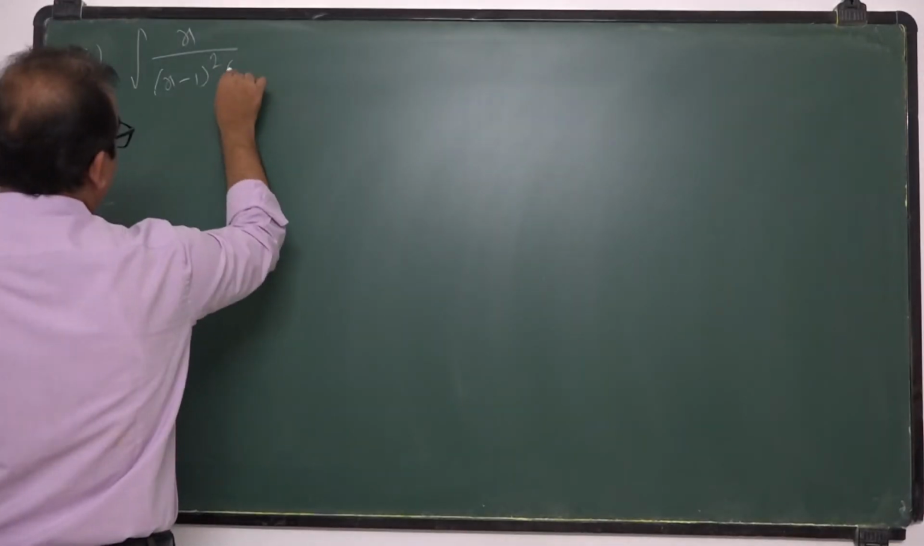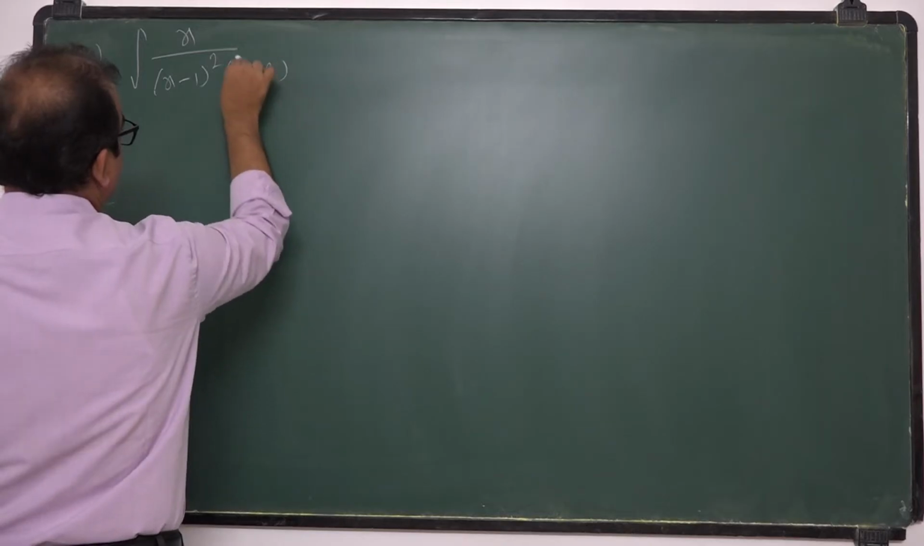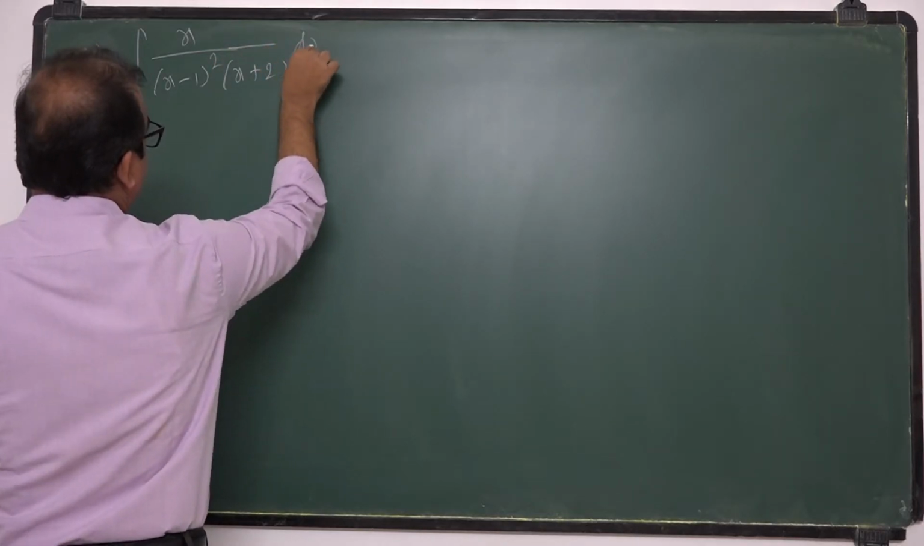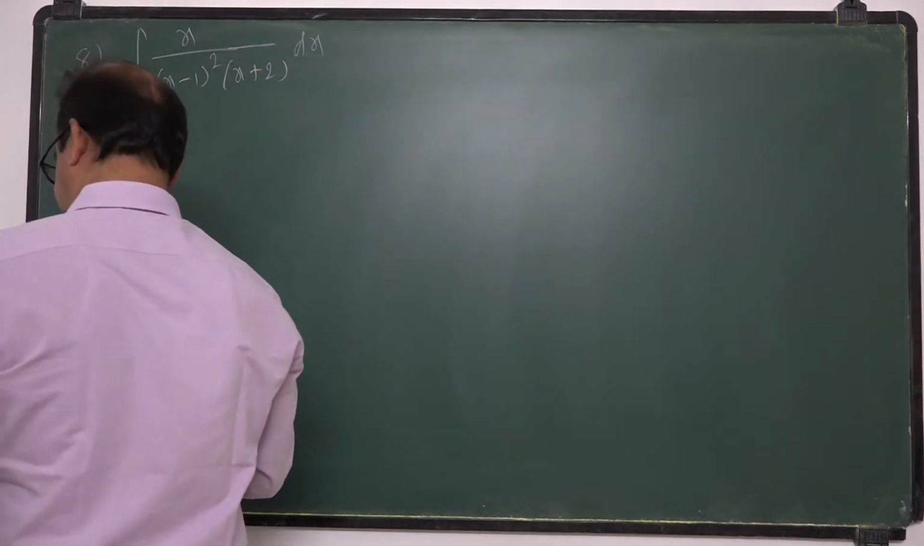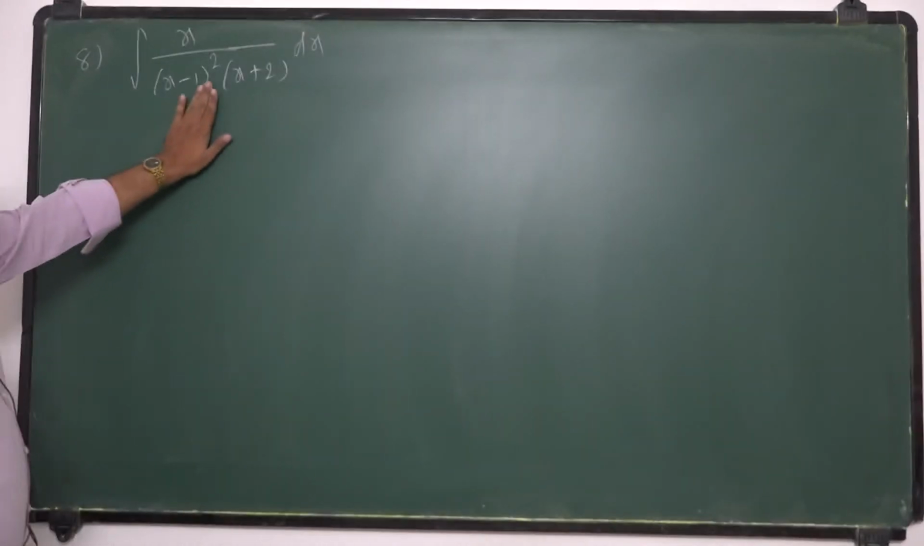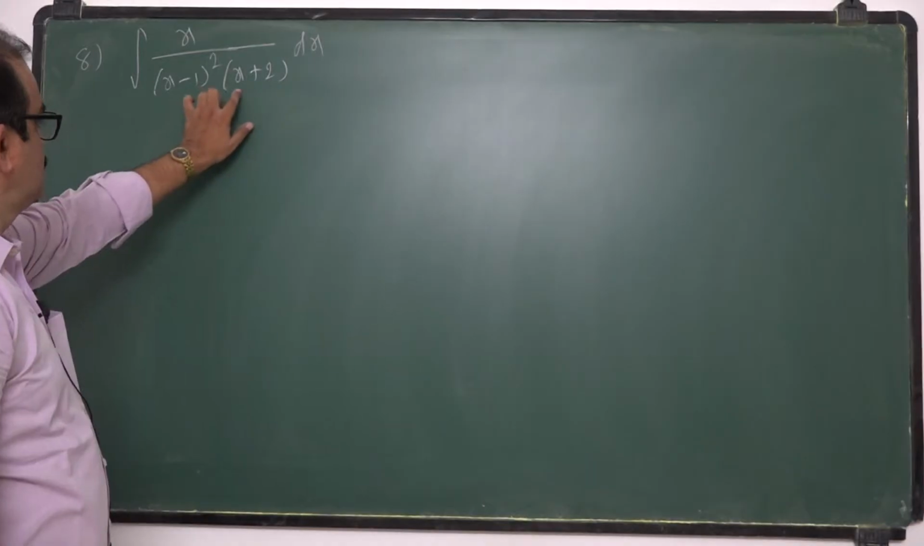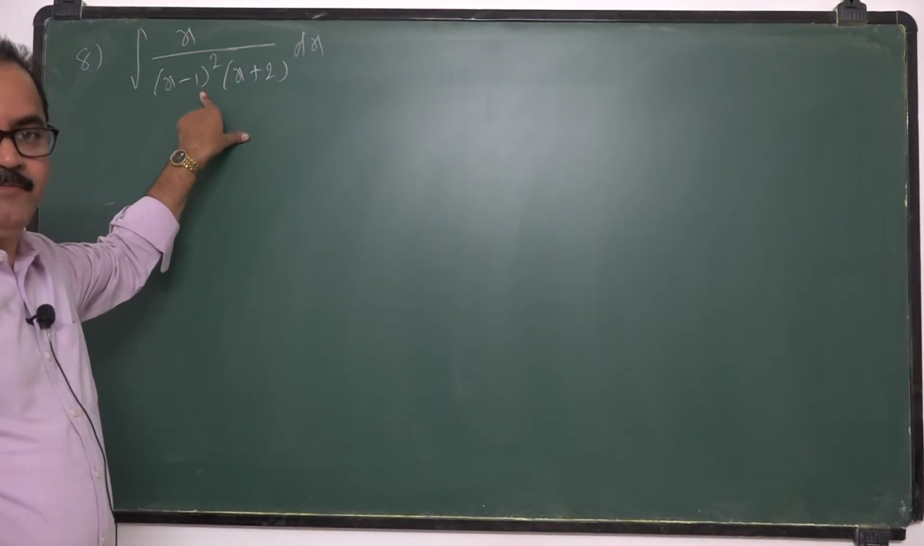Find the integral of x by (x minus 1) whole square into (x plus 2) into dx. First of all, we resolve this into a sum of partial fractions.